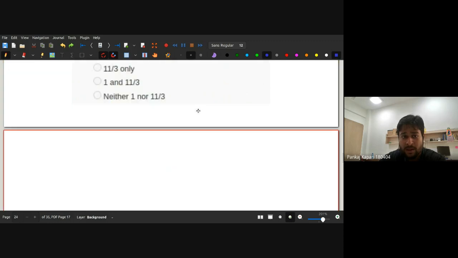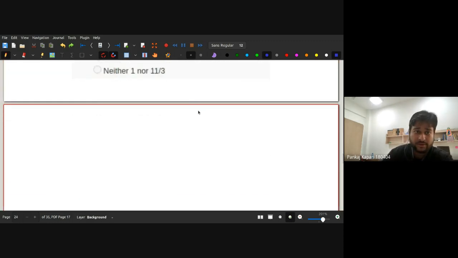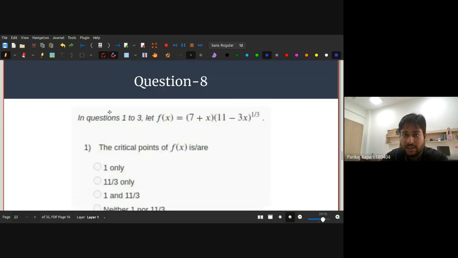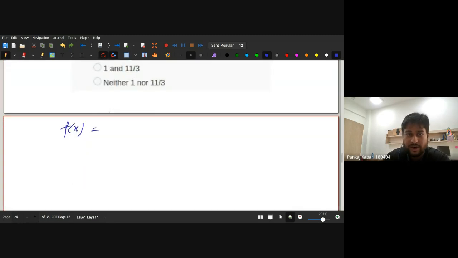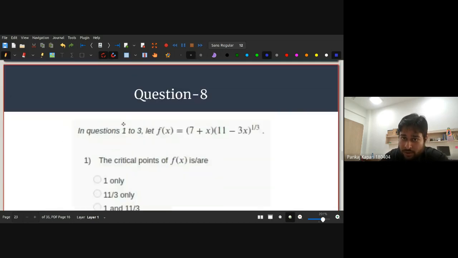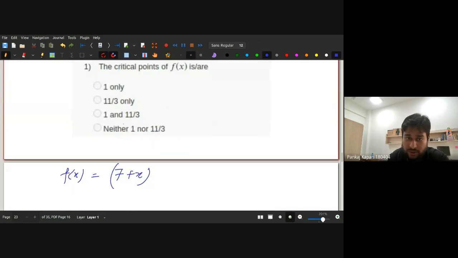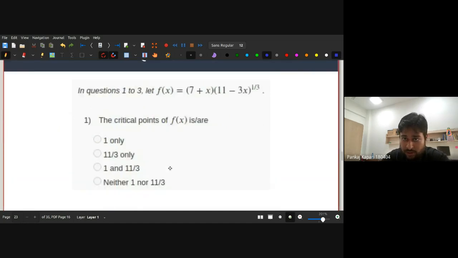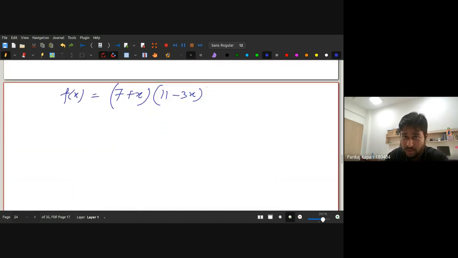So what is our function? This is f(x) equal to (7 plus x) times (11 minus 3x) to the power 1/3. Notice that the function is defined everywhere, right? So the domain is the whole real line. Let's find its derivative.